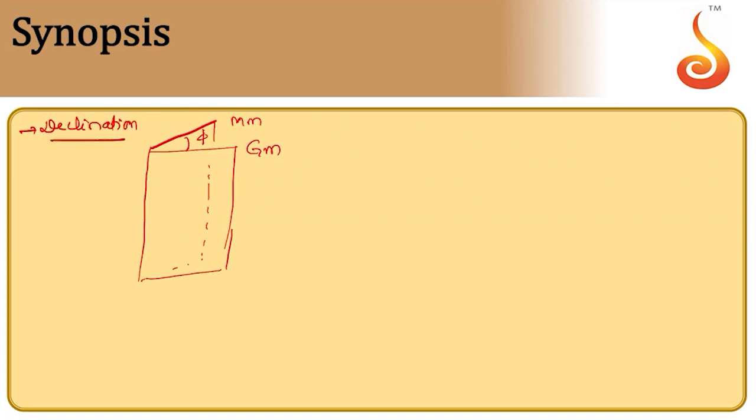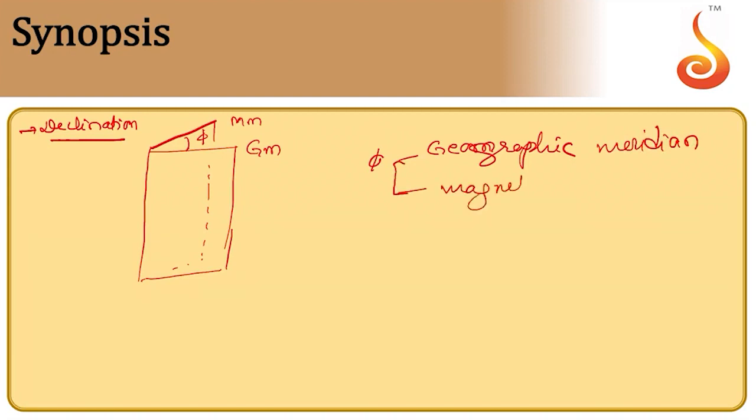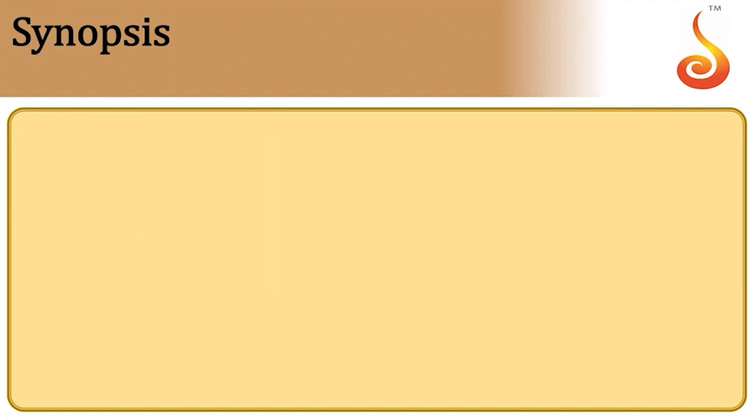So, declination is the angle between the geographic meridian and magnetic meridian. The other is what is known as the angle of inclination or dip.